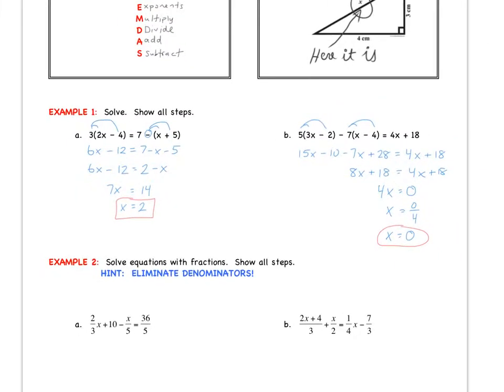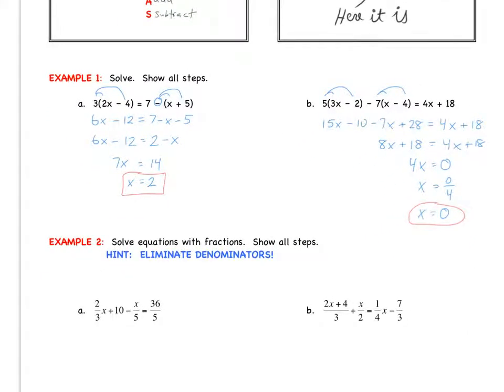Hopefully those ones we feel very comfortable with and can do quickly. Example 2: now we're going to solve equations with fractions, and I still want you to show all steps. The first thing I want you to do is eliminate all the denominators. You might hear me say this an awful lot to make things easier. I sometimes call it killing the denominators. Get rid of them. We are much more comfortable when we don't have fractions. So eliminate the denominators, kill the denominators.